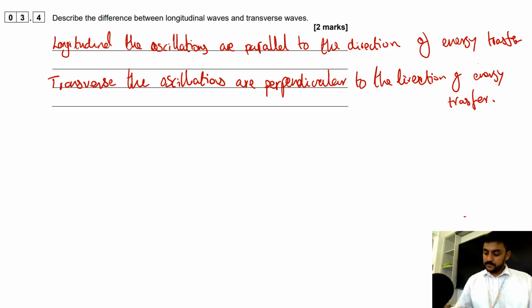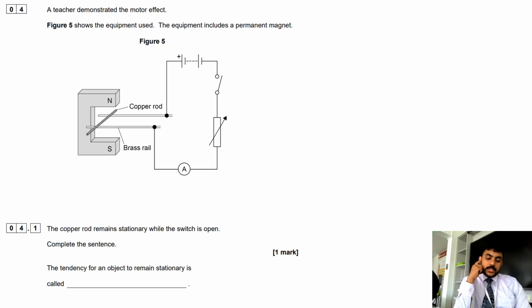Okay. A teacher demonstrated the motor effect. Figure 5 shows the equipment used. The equipment includes a permanent magnet. The copper rod remains stationary while the switch is open. Complete the sentence. The tendency for an object to remain stationary is called inertia.